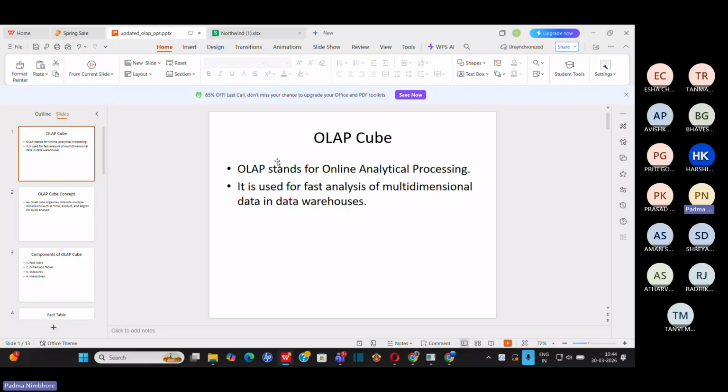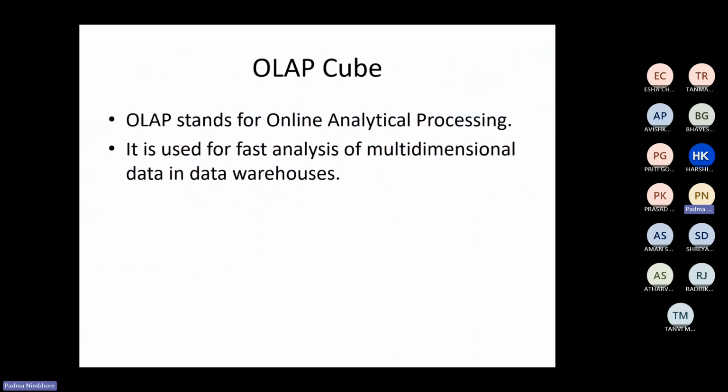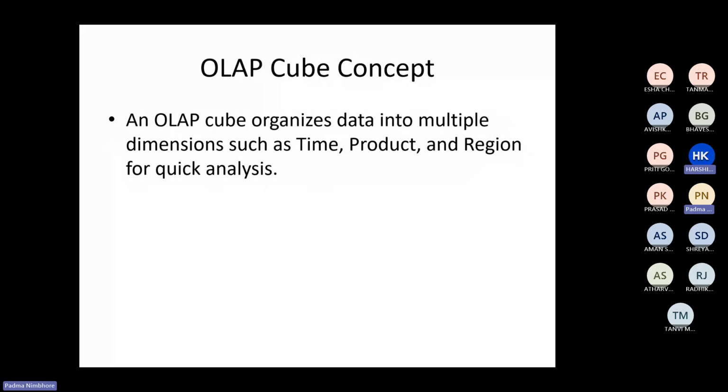The little bit of theory part of this OLAP cube that we will see here: what do you mean by the OLAP cube? As usual, you know that OLAP stands for online analytical processing tool, and it is used for the fast analysis of multidimensional data in the data warehouse. An OLAP cube organizes the data into multiple dimensions such as time, product, region for quick analysis.